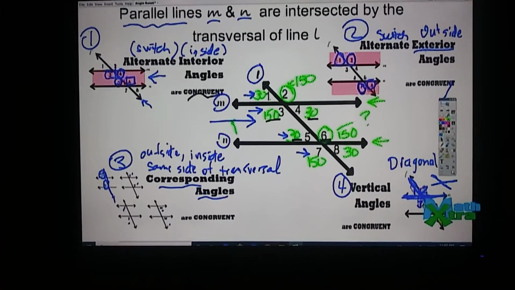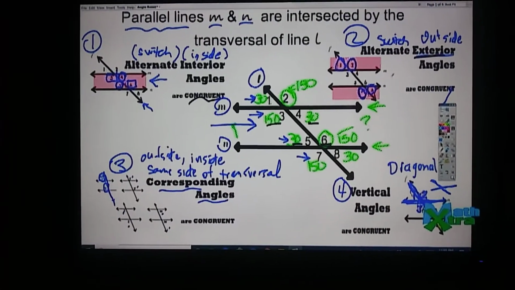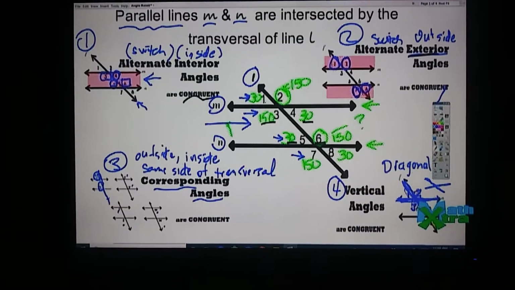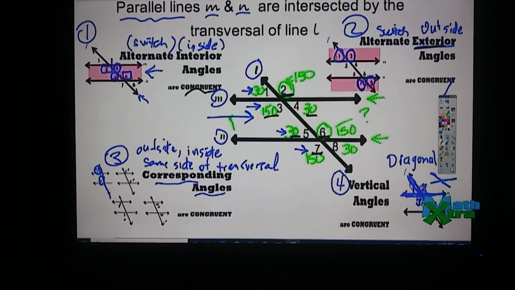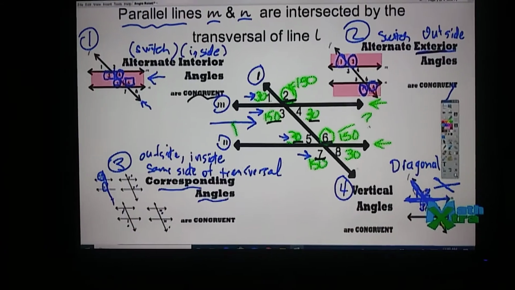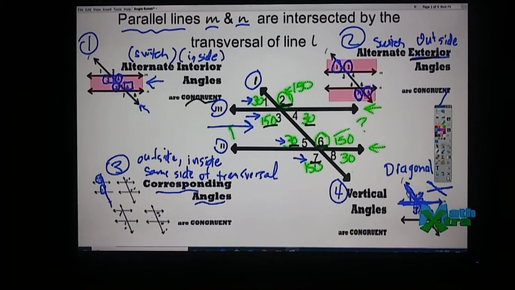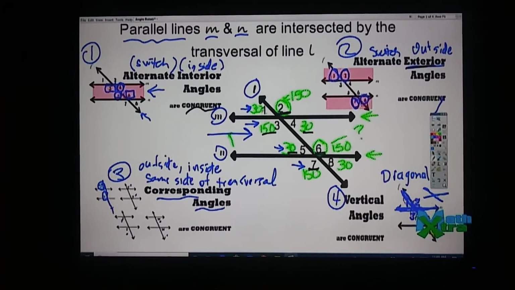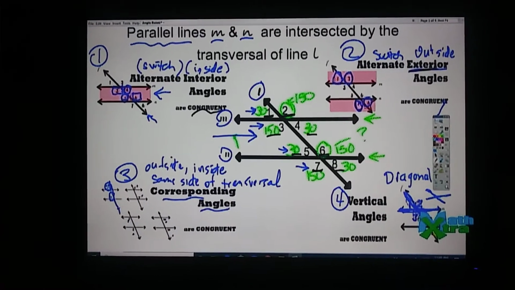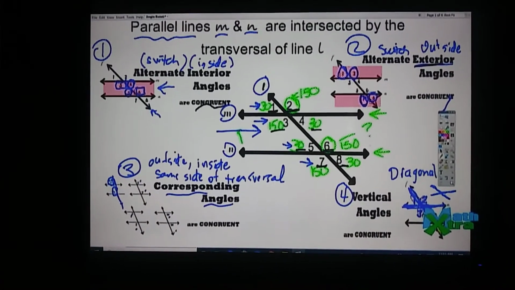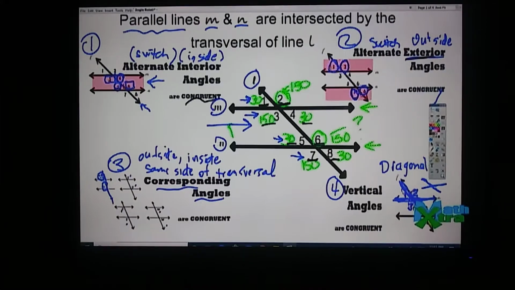Alternate exterior angles, top right corner. Let's go here next. Alternate exterior angles. Notice that 2 and 7 switch on the outside. What is their measurement? 150. Okay, they're equal. And what about 1 and 8? They switch on the outside. Notice that they are equal. What are we discovering? We are discovering that these angle relationships are congruent. I know it says it on the screen, but again, I'm showing you why we know they are congruent.